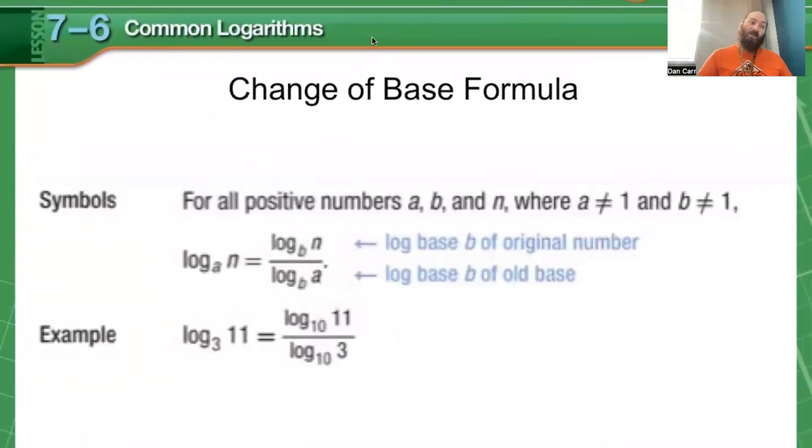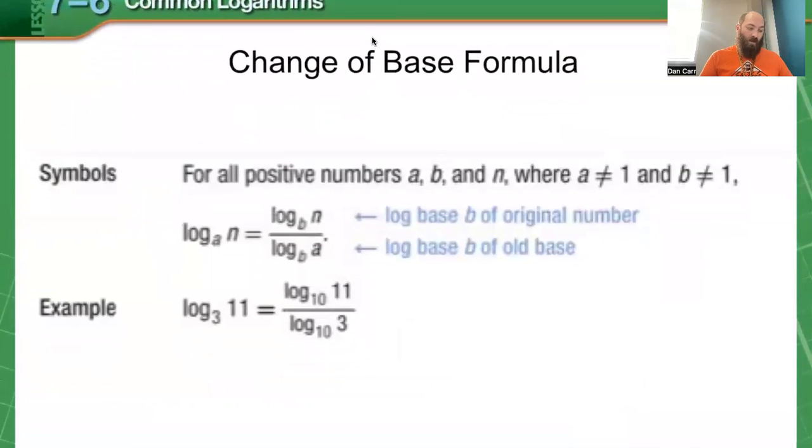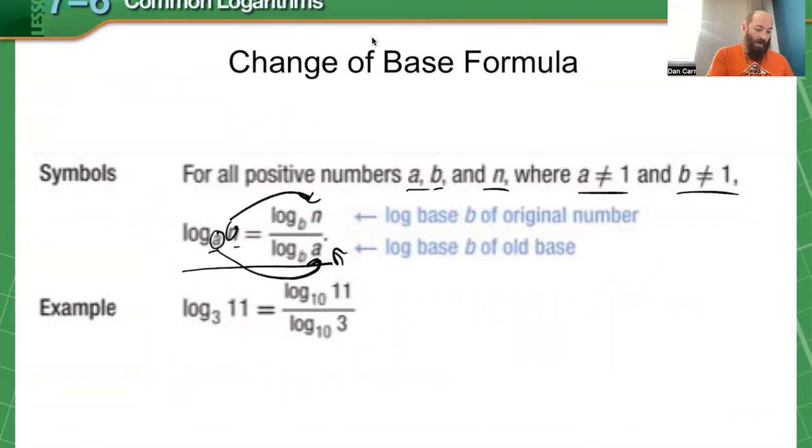So this leads us into the change of base formula. When doing the change of base formula, this is what we can use with our common logarithms. For all positive numbers a, b, and n, where a is not equal to 1 and b is not equal to 1, it looks like this. Log base a of n is the same as taking log base b of n over log base b of a. So n is going to go on top, a is going to go on the bottom.